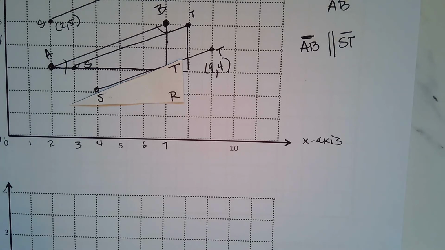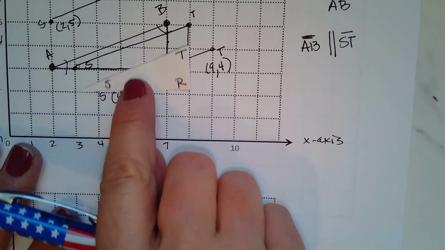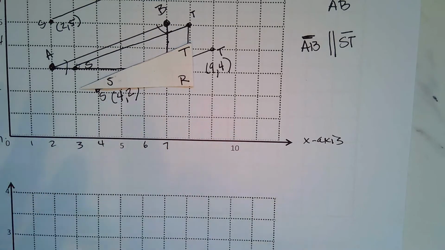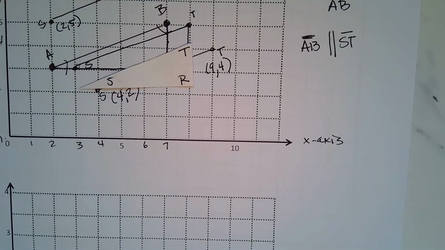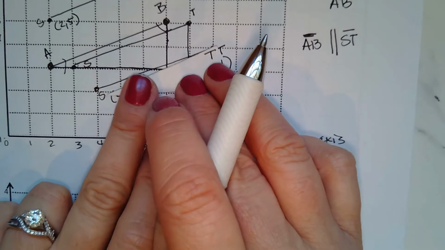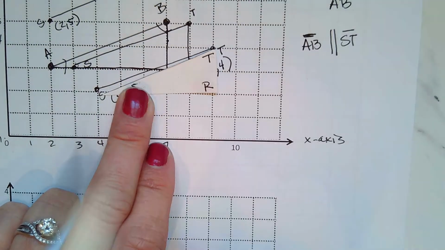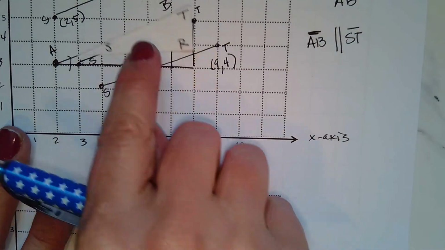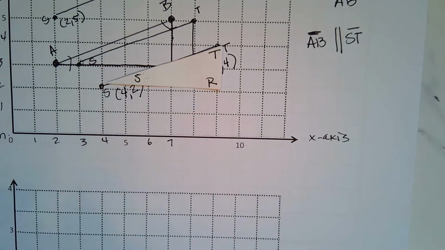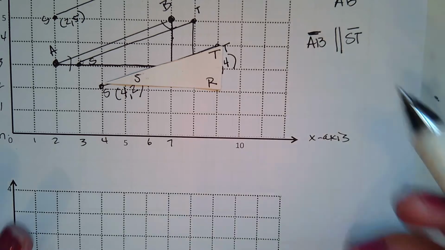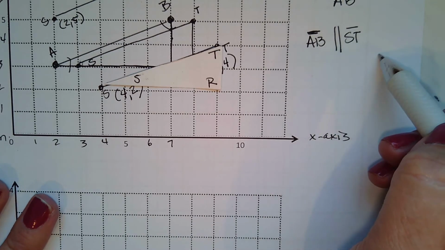So angle A and angle S are the same measure because they were drawn from parallel baselines. Because they're from parallel baselines, we know they're going to have the same angle. We use the same baseline from here to here, so we know they're going to have the same angle. So this is how you document it again.